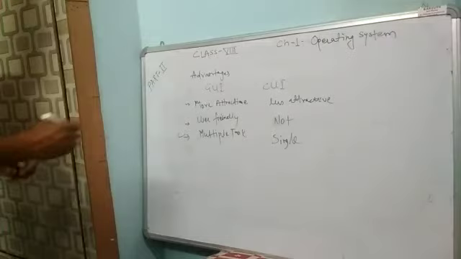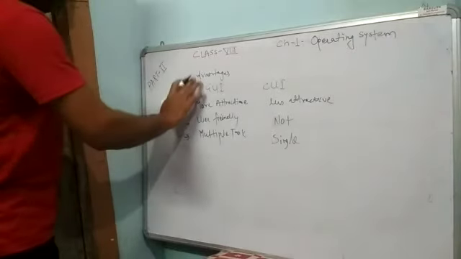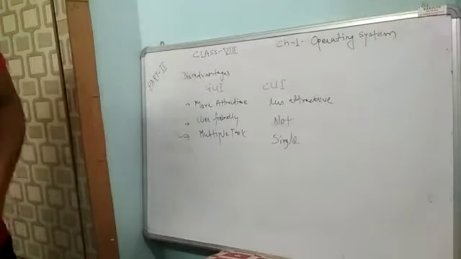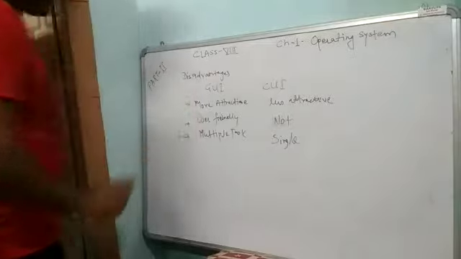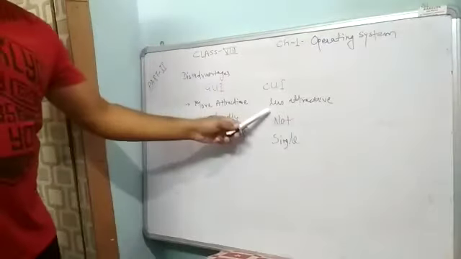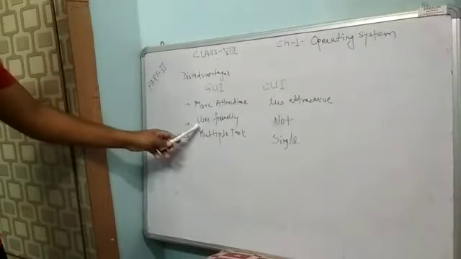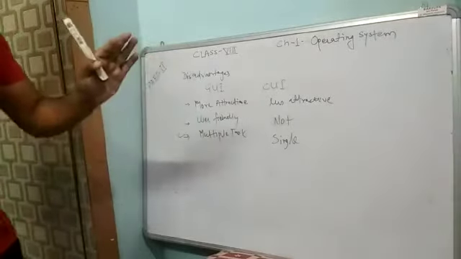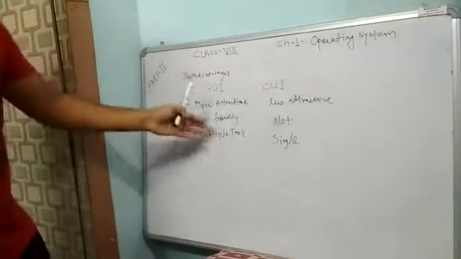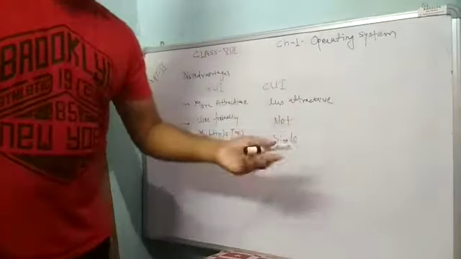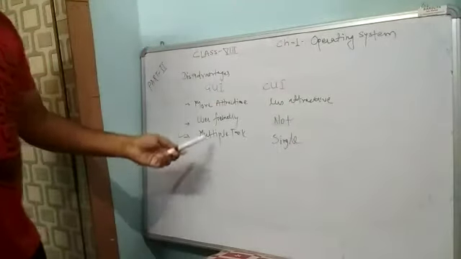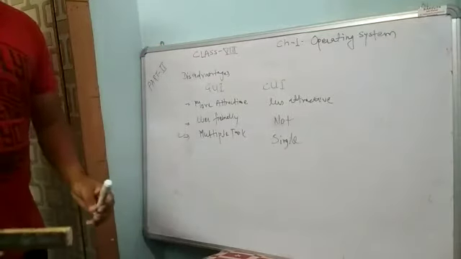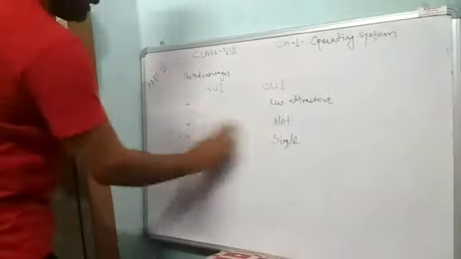And now let's discuss the disadvantages of the GUI over CUI. Once again I am repeating: GUI is more attractive and CUI is less attractive. GUI is user friendly, because you are not using any command here, you can perform everything graphically. In CUI you need to write a command to perform any kind of process or task. Here you can perform multiple tasks, and there you can perform a single task at a time. Now moving on to the disadvantage part.